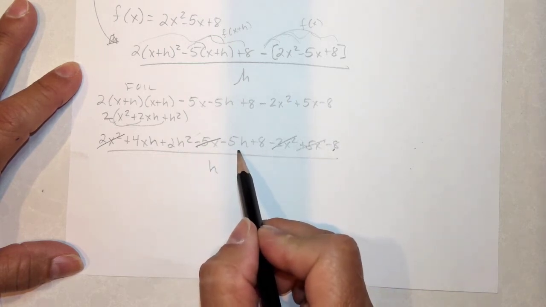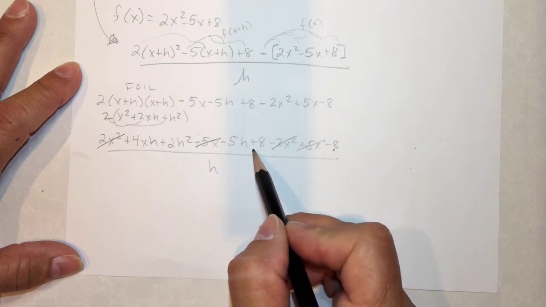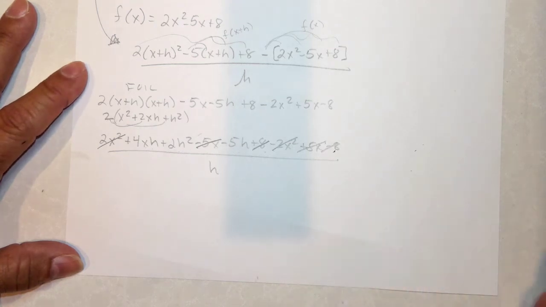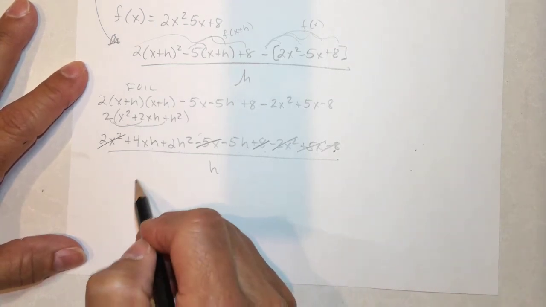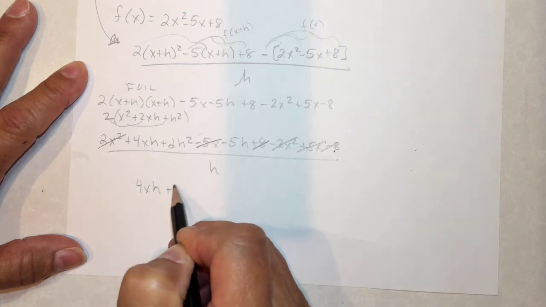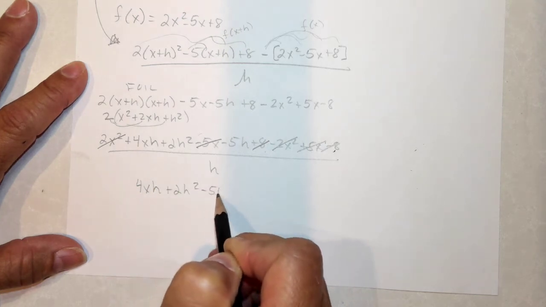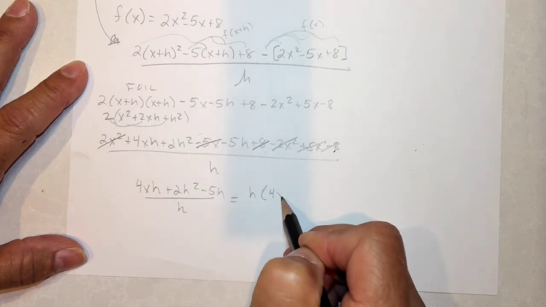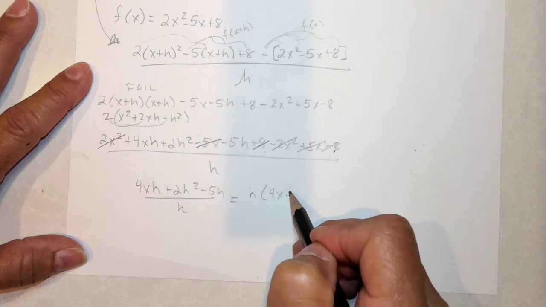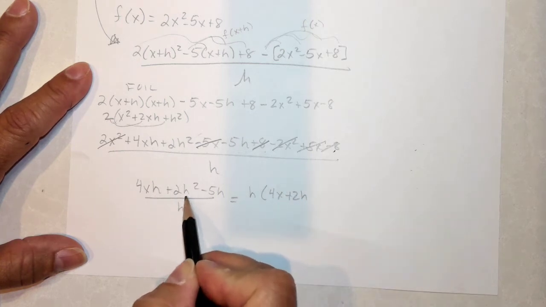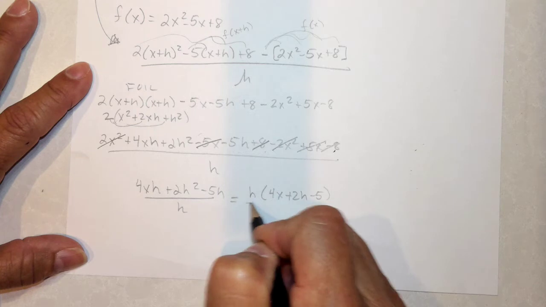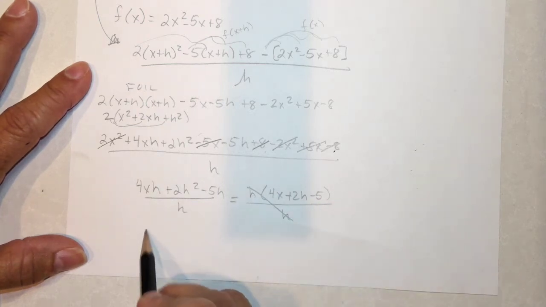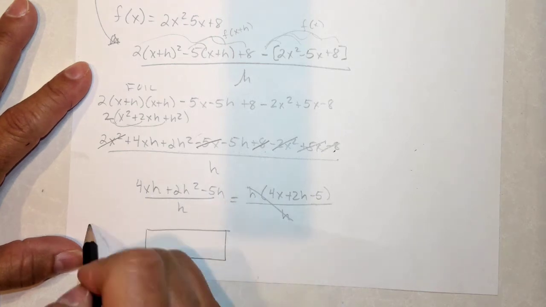Minus 5h is fine. Positive 8 does not have an h, so I'm happy to see there's a negative 8 as well. Because if you are correct at this point so far, it's a good way to check your work. You should have an h in every term that you have left. Then what I do is I pull that h out in front, so the top becomes h out in front of 4x plus 2h, because that was squared, so I still have one, minus 5, all over h. That's gone.